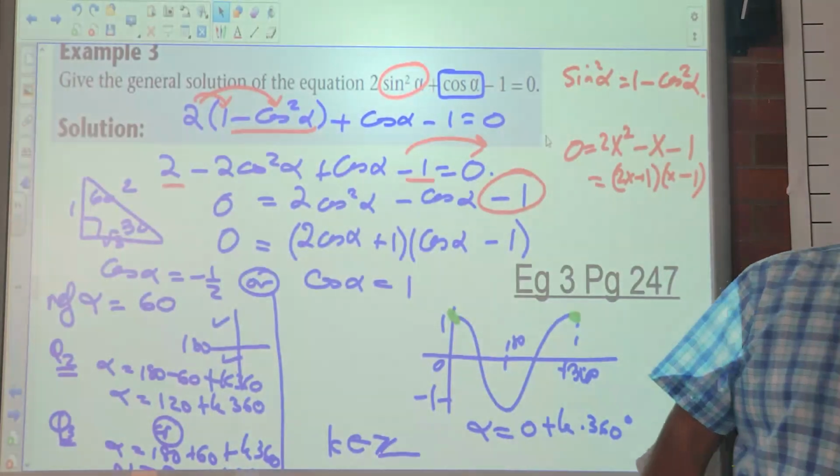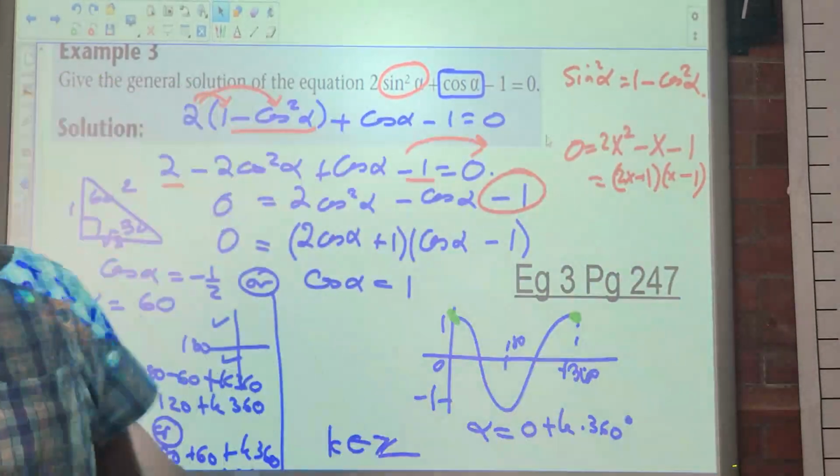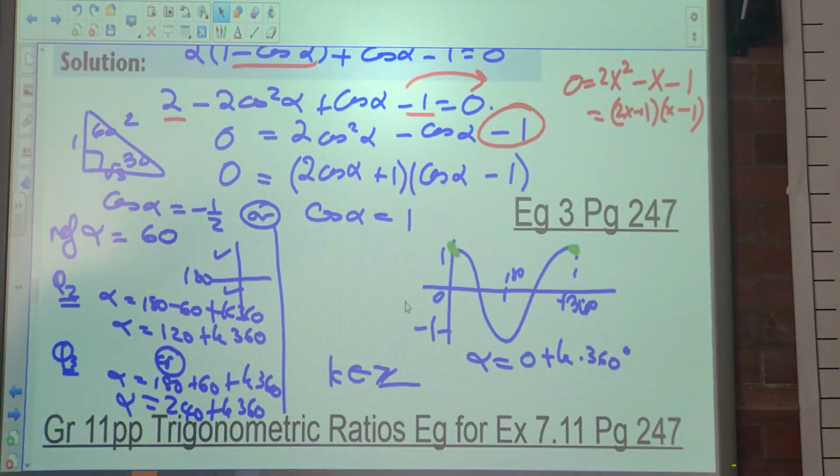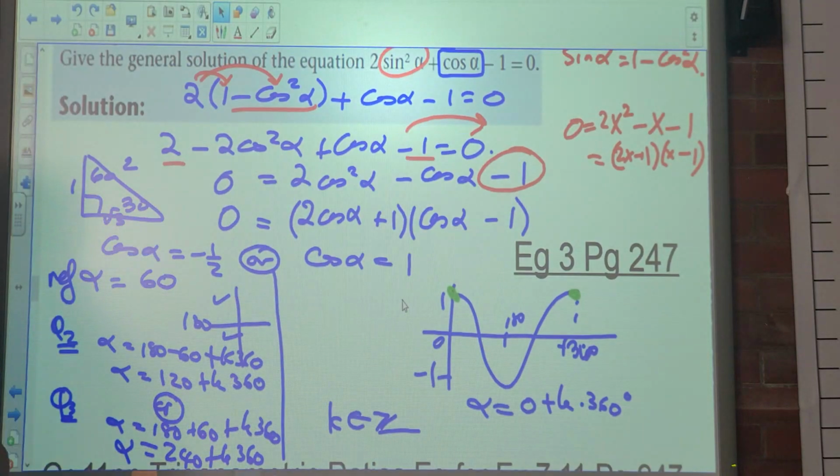Okay. So any other confusion? Any other confusion, people? Right, so that basically brings us to the end of the examples for exercise 7.11.